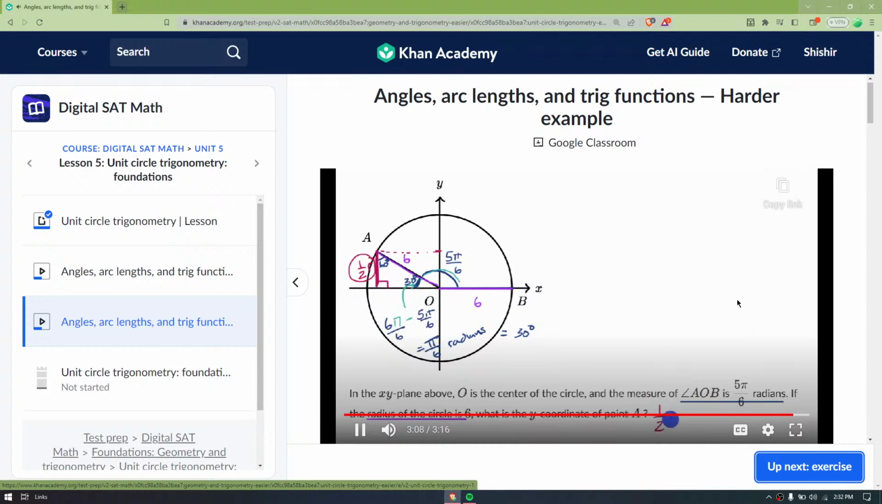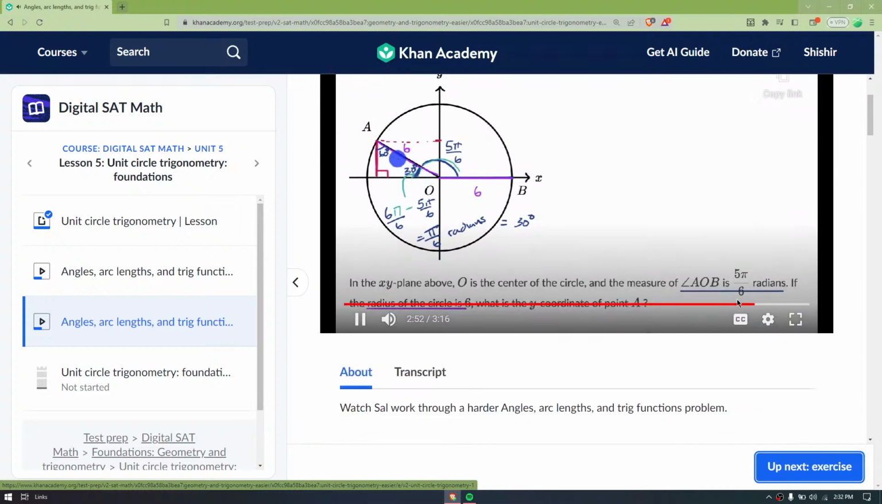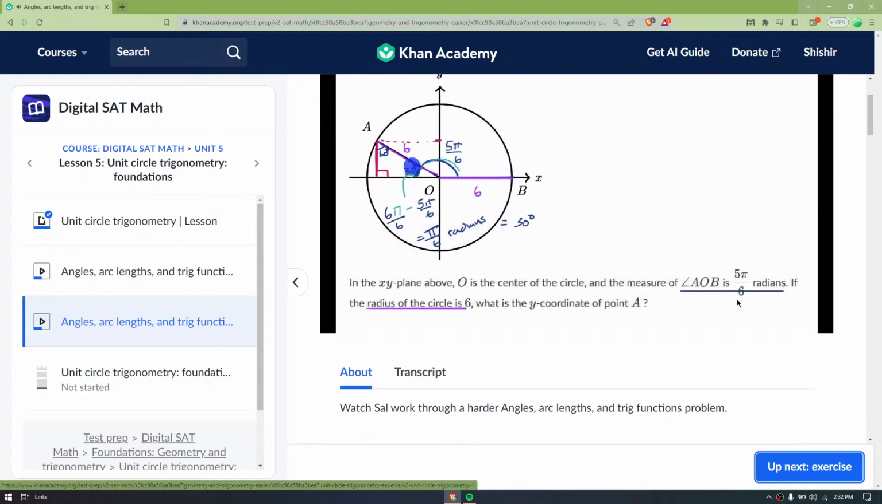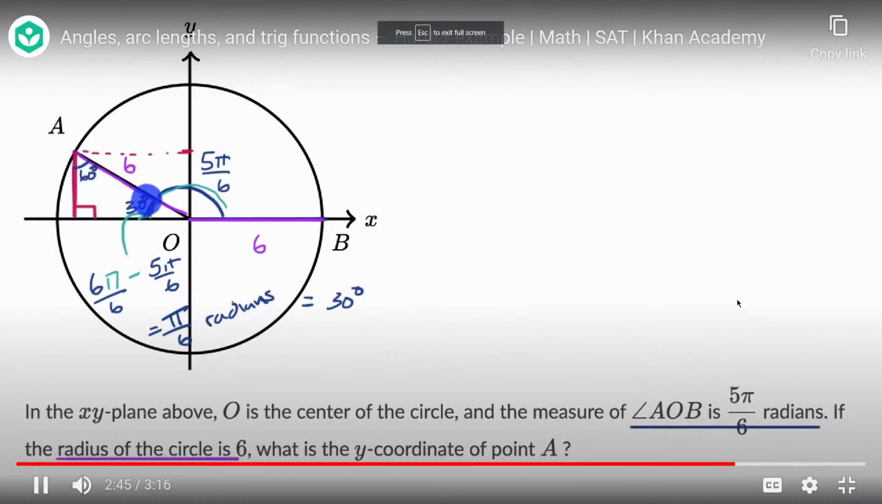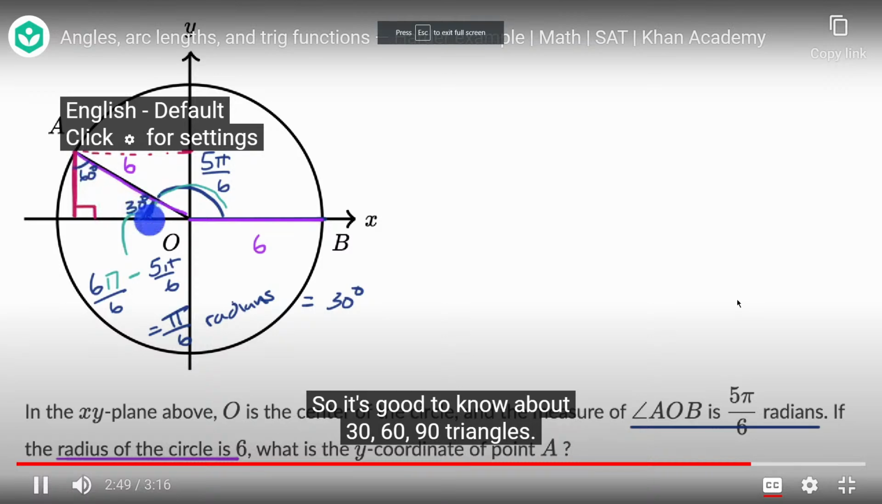The angles have to add up to 180, and this is a typical triangle you'll see a lot in your geometric career, so it's good to know about 30, 60, 90 triangles. And we also know that in 30, 60, 90 triangles, the side that is opposite the 30 degrees is 1/2 the radius.